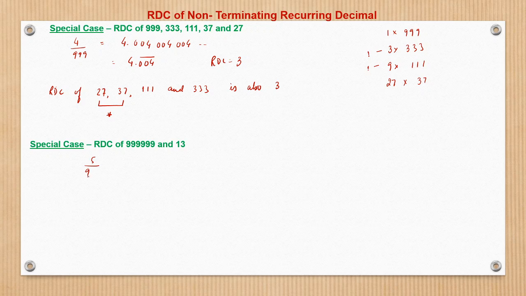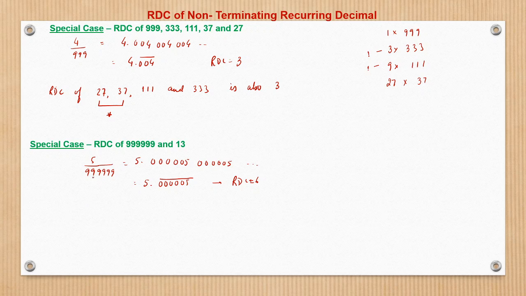Now we will see another quite important case, wherein say 5 upon 99999. Here if we divide 5 by 99999, it gives nothing but 5.000005 and so on. So this becomes 5 point. So repetition here is of 6 digits. So RDC becomes 6, right? We could have directly told that since this is a special case of 9 and here we have six 9s, RDC will be 6, right?